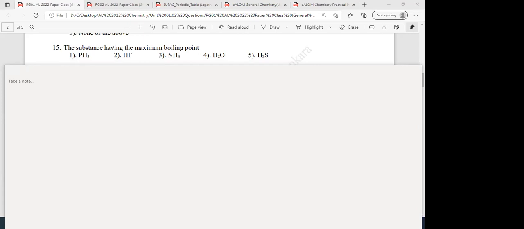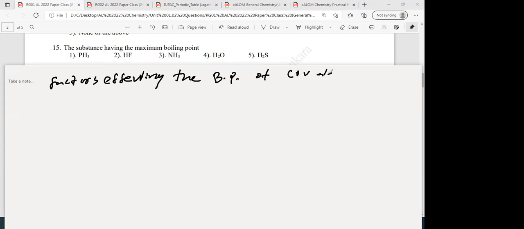Okay, only two of you gave the answer, Ransiluni and Dulshan. Forget about the answer for now. First, let's see the factors affecting the boiling point of covalent compounds. Factors affecting the BP. BP means boiling point, right? BP of covalent compounds, not lattices, covalent compounds like molecules.